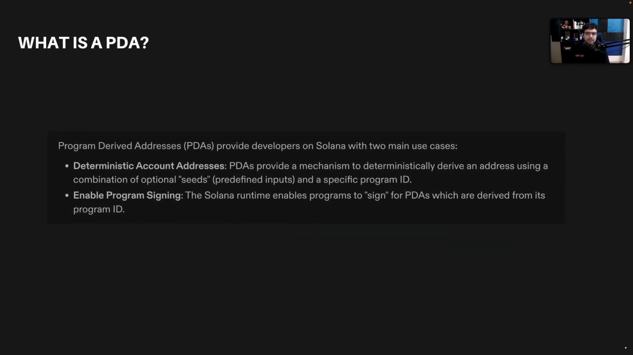Question is, what is a program derived address, Sarkirat? Let's look at the official definition. A program derived address provides developers on Solana with two main use cases. Number one, deterministic account addresses. Deterministic account addresses. What does that mean?